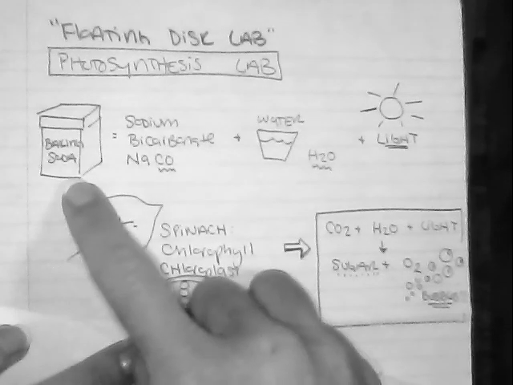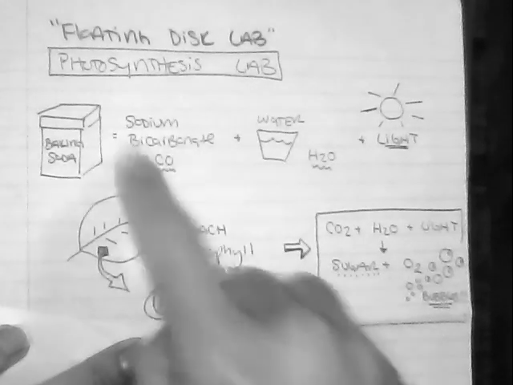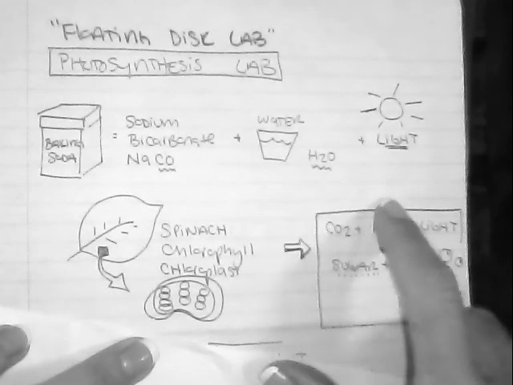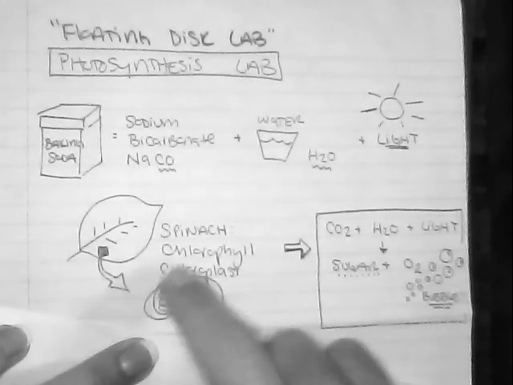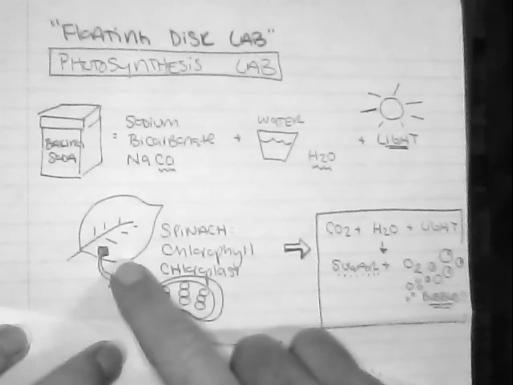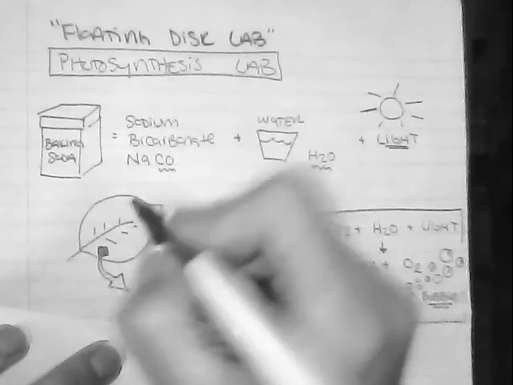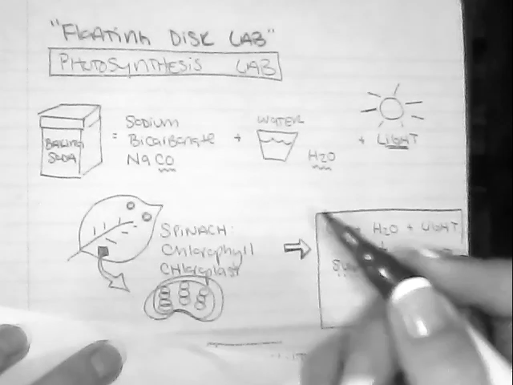In the lab we had baking soda, which is sodium bicarbonate, that we mixed with some water. And then we also had light, which was in the form of a projector. We also used some spinach, which you guys cut little tiny holes into. Remember using the little hole punchers that we cut those holes with.